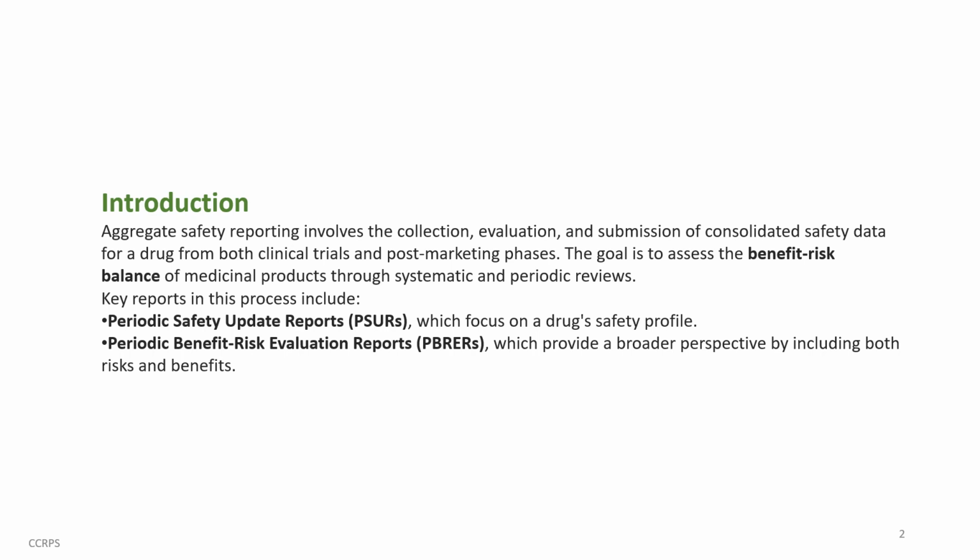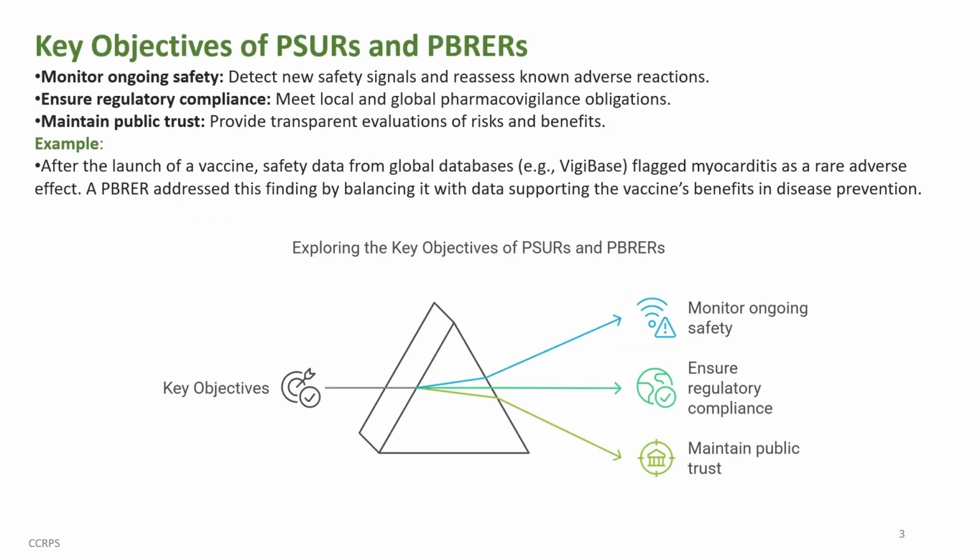Key reports in this process include PSURs, which are Periodic Safety Update Reports, which focus on a drug's safety profile, and the Periodic Benefit Risk Evaluation Report, otherwise known as PBRERs, which provide a broader perspective by including both the risks and benefits. Some key objectives of PSURs and PBRERs.